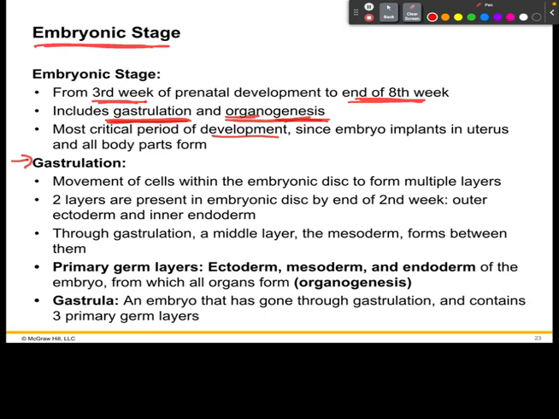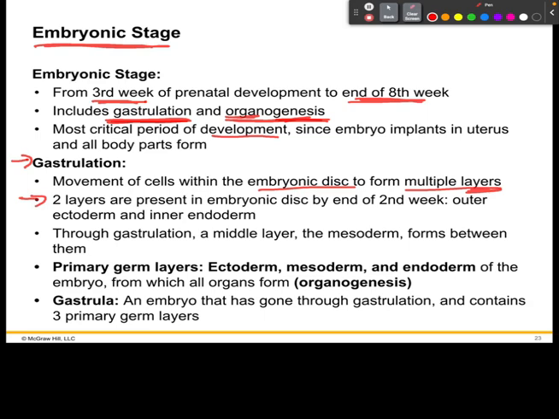Gastrulation. This process is going to be the movement of cells within the embryonic disc to form multiple layers. And this is going to be important. I talked about them briefly in the last video, and I told you we would talk about them now. These layers are going to be the beginning stages of what is going to eventually be the different tissues and organs of that person.